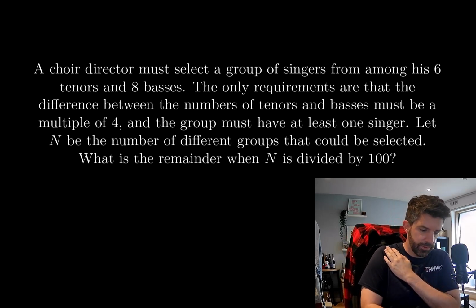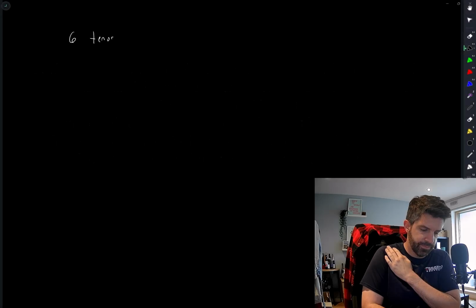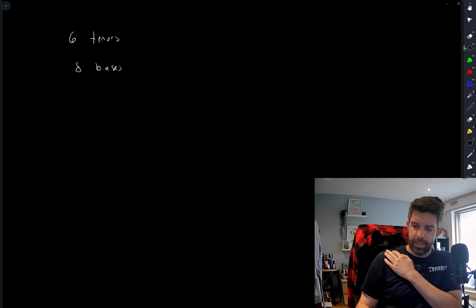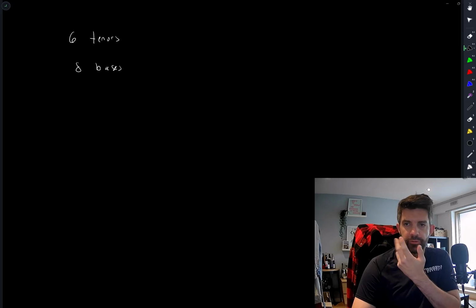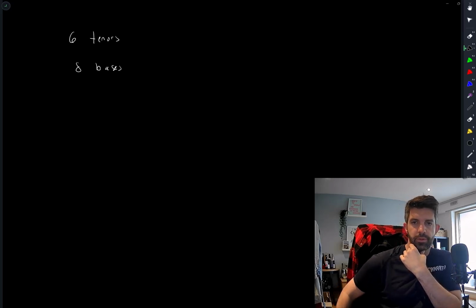So, 6 tenors, 8 basses. I guess there's not that many combinations because the difference has to be a multiple of 4, and the group must have at least one singer. It doesn't say it has to have at least one singer from each type.